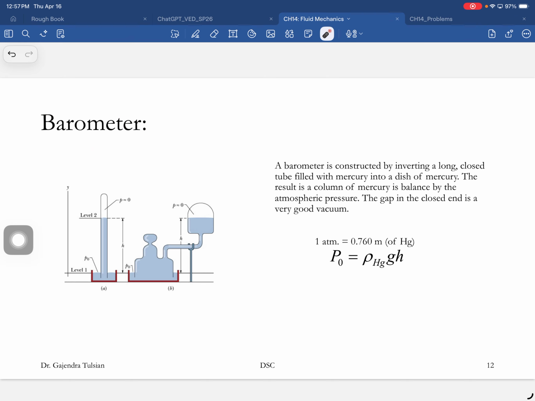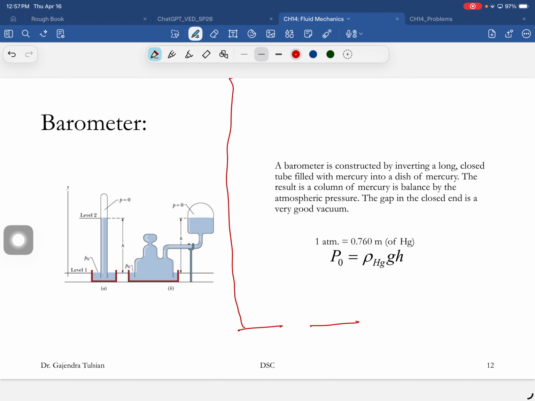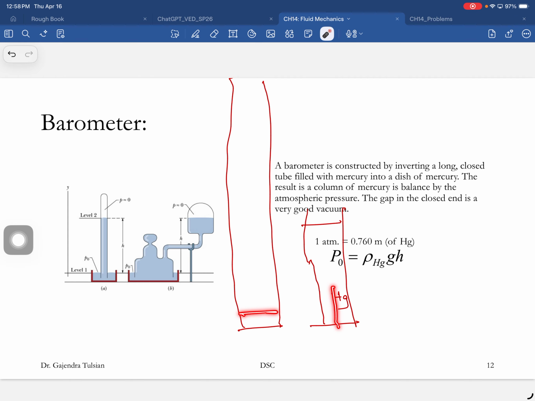So a barometer is something that measures atmospheric pressure. The idea is very simple. You want to measure the weight of this column of air all the way to space, and what you're going to do is balance it with mercury. These columns have the same cross-sectional area. The weight of this column of mercury is balancing the weight of the column of air, and that's what a barometer does.